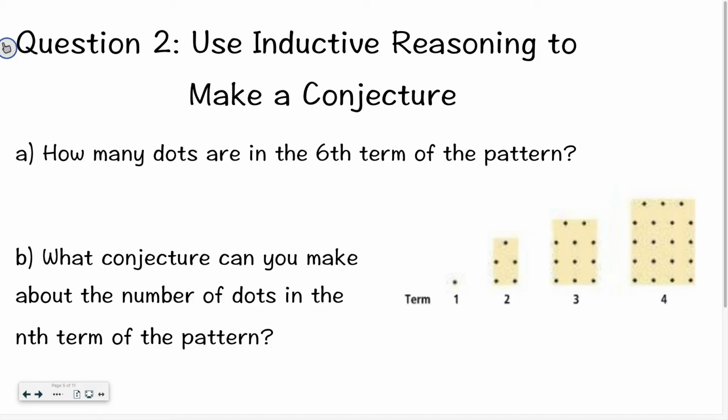Why don't you use this new pattern to determine how many dots are in the sixth term of the pattern? Good luck. Hopefully you ended up at 41 dots for the sixth term. Now, what conjecture can you make about the number of dots in the nth term of the pattern? Hopefully you ended up at n squared plus n minus 1.